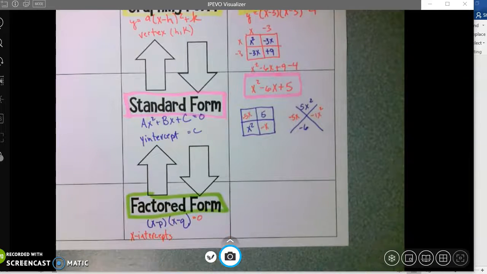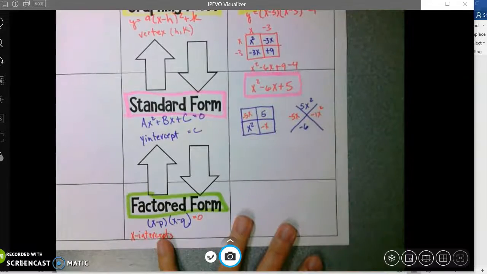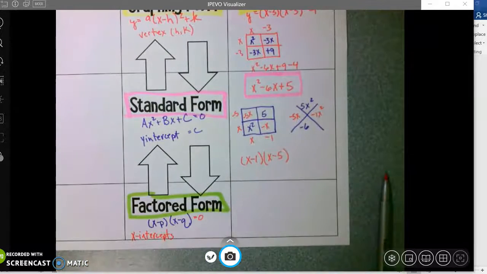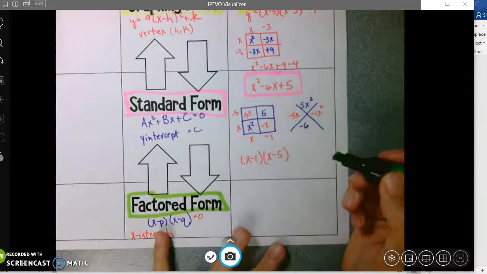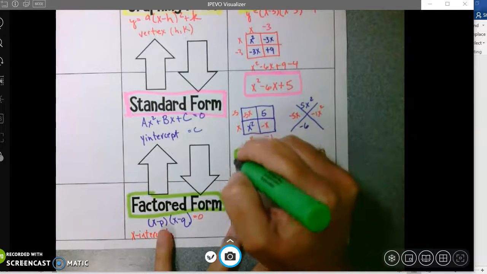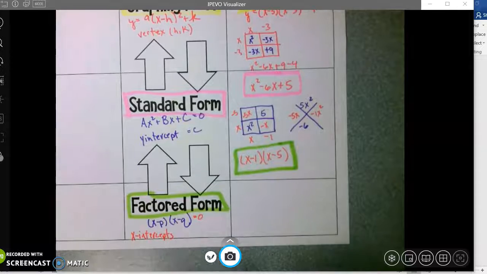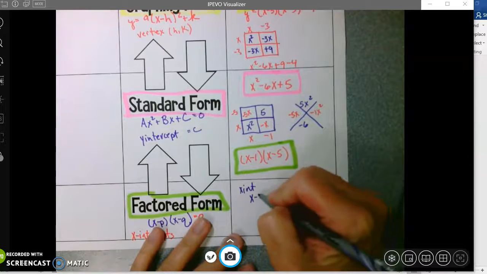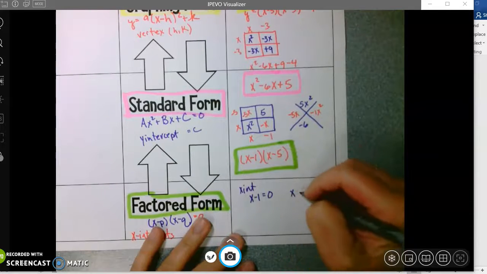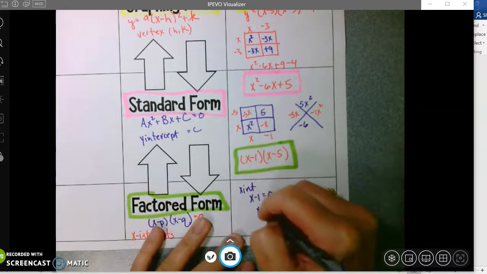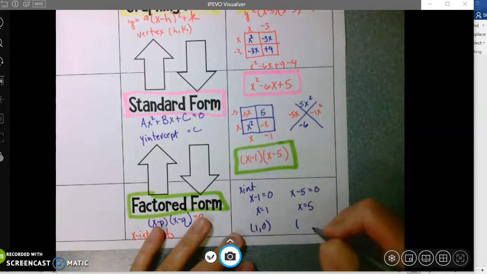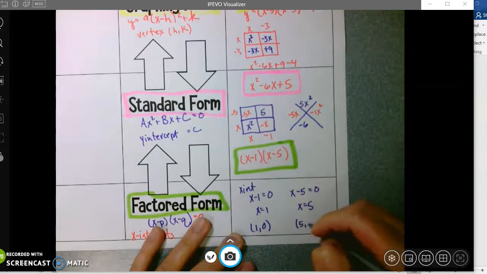Now that I've got my box filled in, I can go ahead and find the factors along the sides. Then I can see that my factors are (x minus 1) times (x minus 5). And there we go. We've got something in factored form, right? Using this, we should be able to come up with our x-intercepts. X-intercepts happen at x minus 1 equals 0 or at x minus 5 equals 0. So there we go. Those are our x-intercepts. Remember, that happens when the y value is equal to 0.